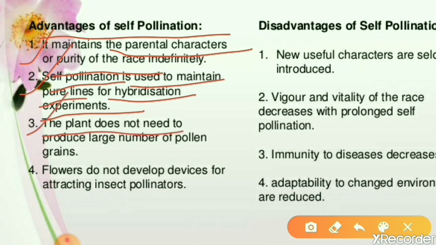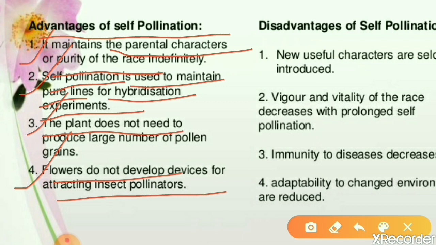Then third point, the plant does not need to produce large number of pollen grains. Those flowers which are pollinated by self-pollination do not need to produce large number of pollen grains. Lastly, flowers do not develop devices for attracting insect pollinators. Those flowers doing self-pollination do not develop devices such as nectary, colorful petals, scent, etc. for attracting insect pollinators. So these are the advantages of self-pollination.